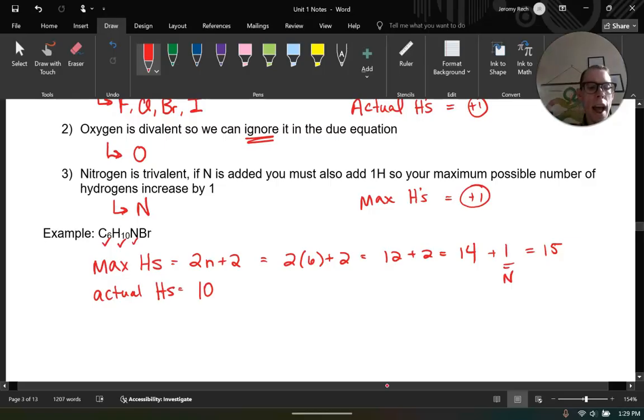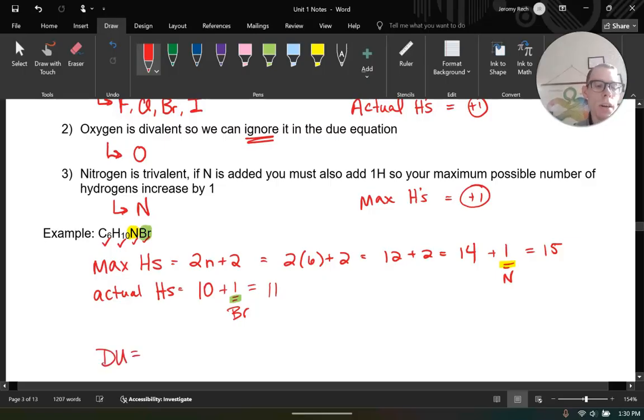And then finally, our actual number of hydrogens is also going to need to be adjusted because we have our bromine. Our bromine is a halogen. Halogens are a lot like hydrogens. So we have a bromine, so we'll add 1 here to get 11. This plus 1 here is from our bromine. And this plus 1 here is from our nitrogen. So anytime you have your oxygens, nitrogens, bromine, chlorine, fluorine, iodines, there'll be just a small, tiny little adjustment to either your max or your actuals based on that.